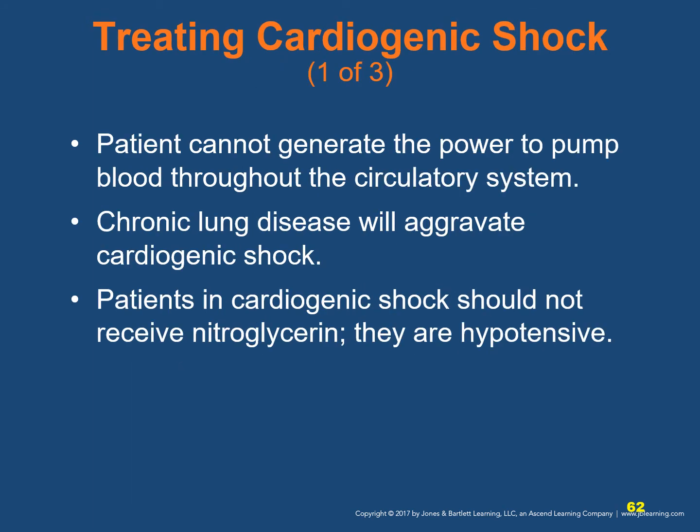Treating cardiogenic shock: the patient who is in shock as a result of a heart attack simply cannot generate the necessary power to pump blood throughout the circulatory system. Chronic lung disease will aggravate cardiogenic shock. The patient is often able to breathe better in a sitting or semi-sitting position. Usually, patients with cardiogenic shock do not have any injury, but they may be having chest pain. The patient may have taken nitroglycerin before EMS arrives and may want to take more. Patients in cardiogenic shock should not receive nitroglycerin. By definition, they are hypotensive.